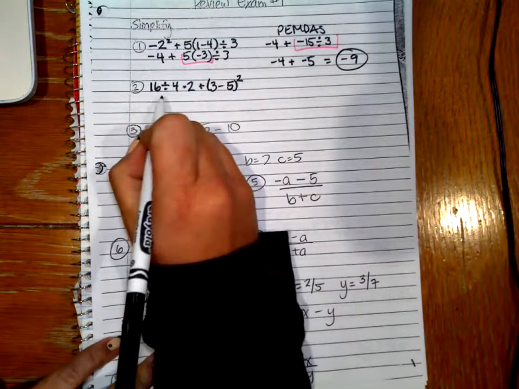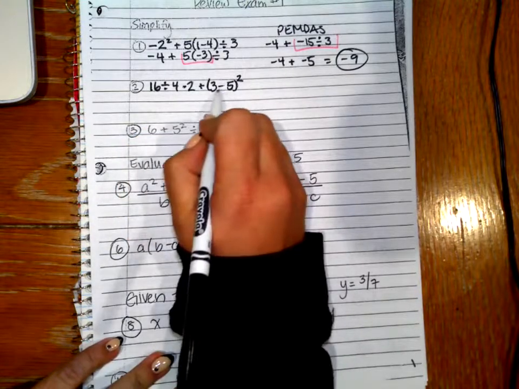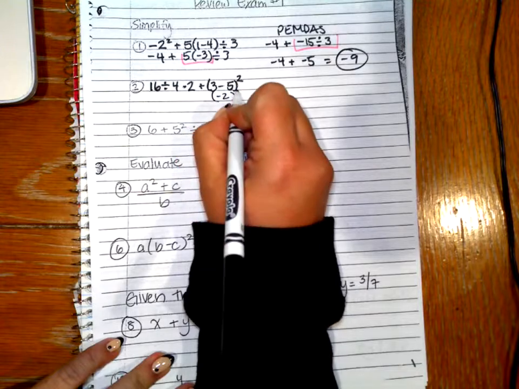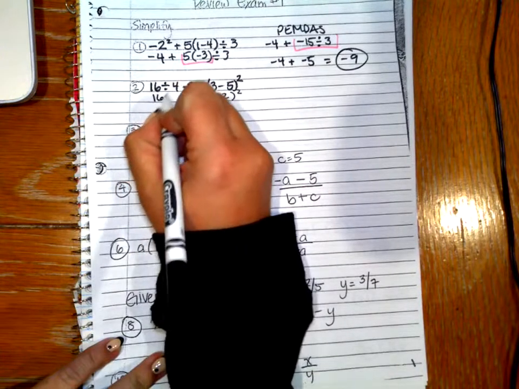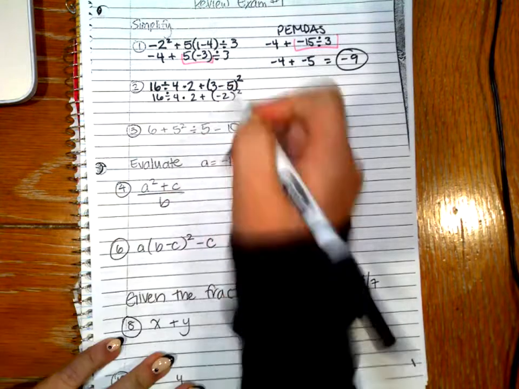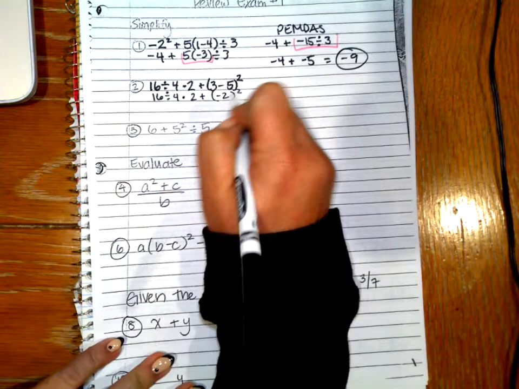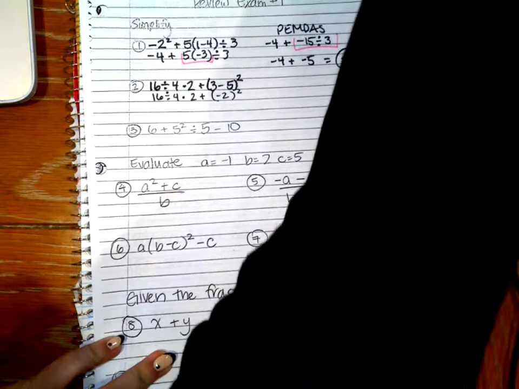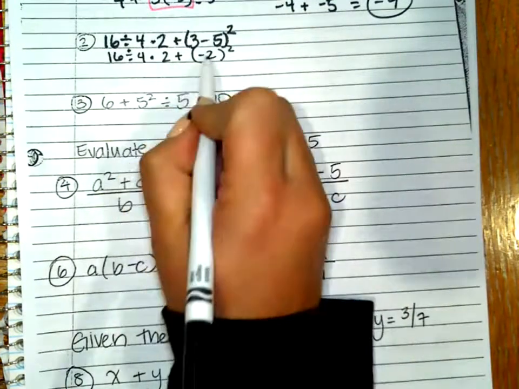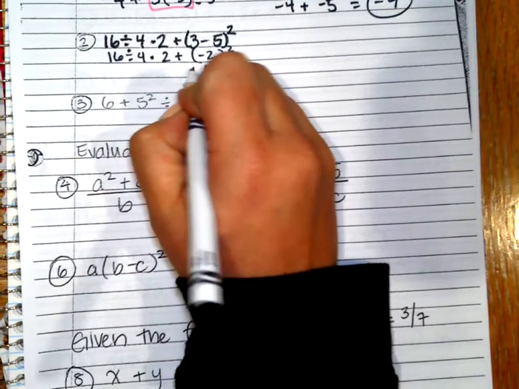All right. Doing this, we've got parentheses first. So that is going to be negative 2 squared. Let me just go ahead and rewrite all of this. We're going to hit the exponent. So that's negative 2 times negative 2. Let me zoom in a little bit for you guys here. All right. So negative 2 times negative 2, which is positive 4.